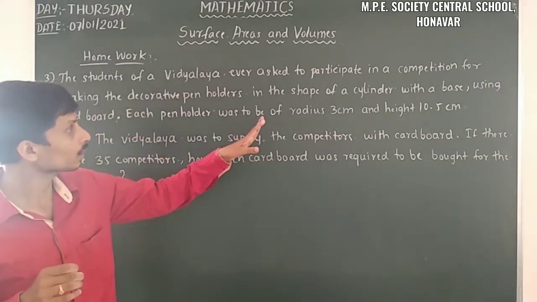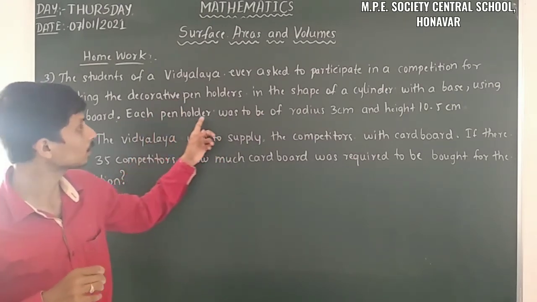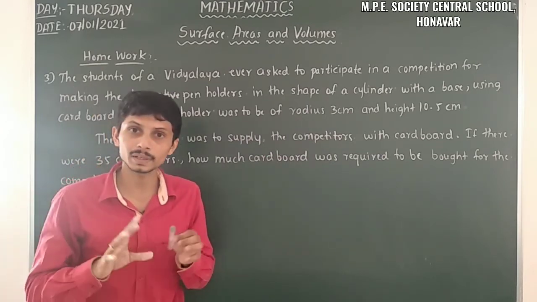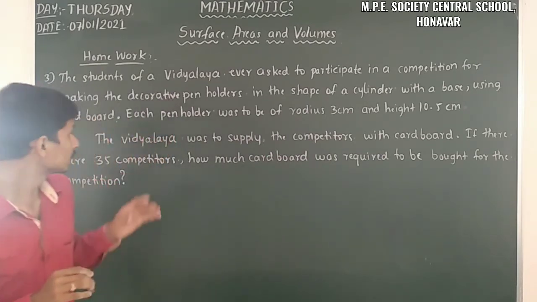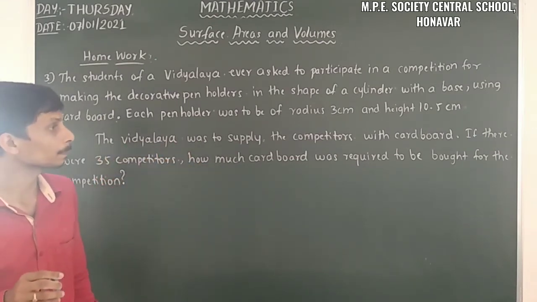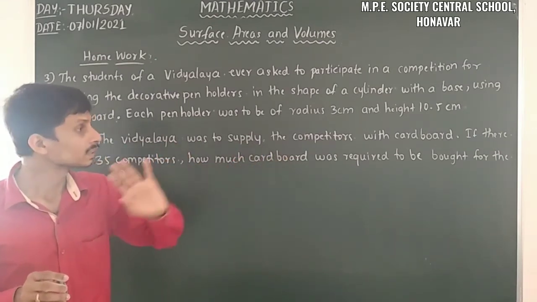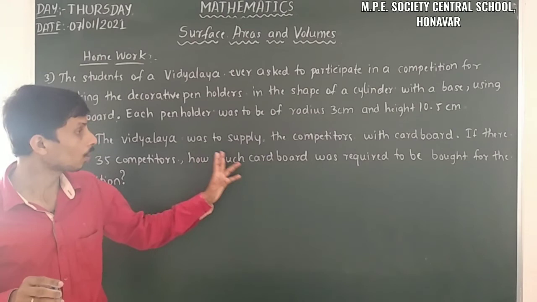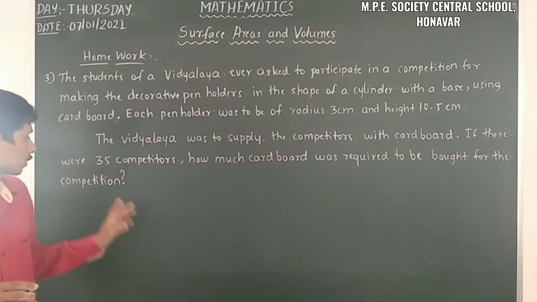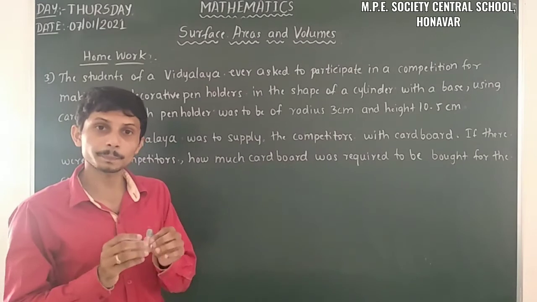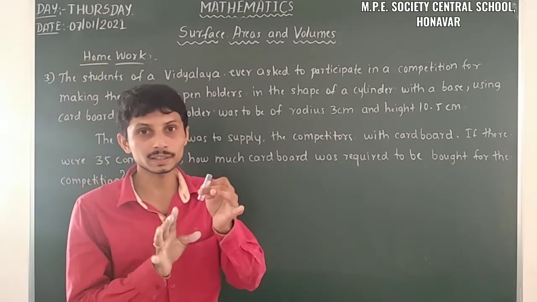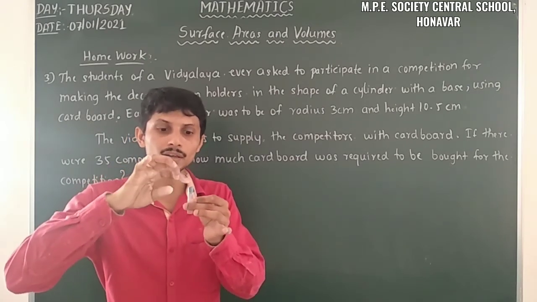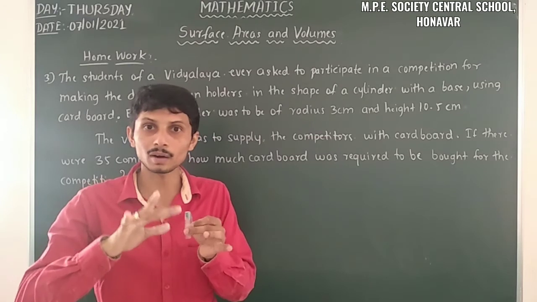The measurement is given: each pen holder was to be of radius 3 cm and height 10.5 cm. The Vidyalaya was to supply the competitors with the cardboard. If there were 35 competitors, how much cardboard was required to be bought for the competition? Just observe the pen holder. The bottom part is hollow, and we have the circular part and the top part, which we have to cover here.